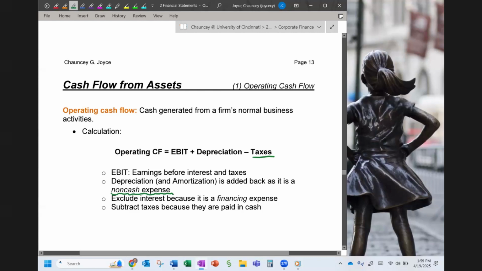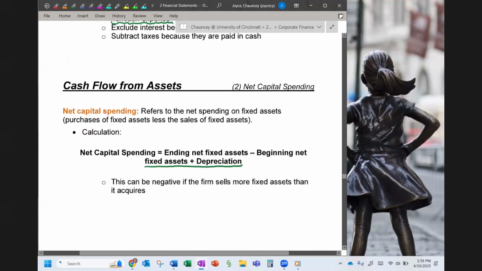Next, we have net capital spending. That refers to the net spending on fixed assets, which is purchases of fixed assets less the sale of fixed assets. Think of these as manufacturing plants, property, equipment, etc. To calculate this, you could take your ending net fixed assets less your beginning net fixed assets and add back depreciation. This can be a negative number. It is possible. So that's the second component within our free cash flow equation.